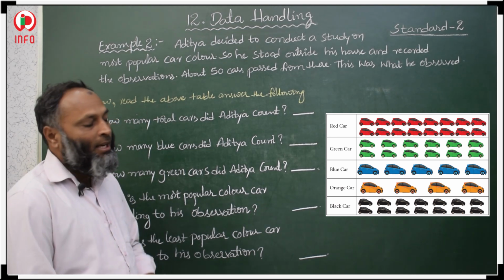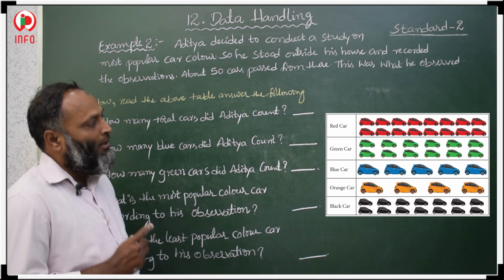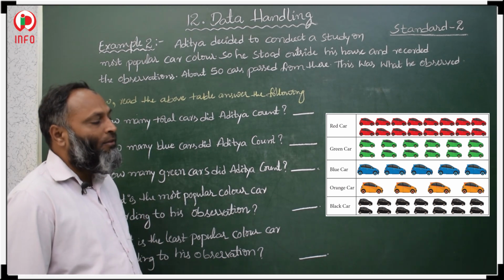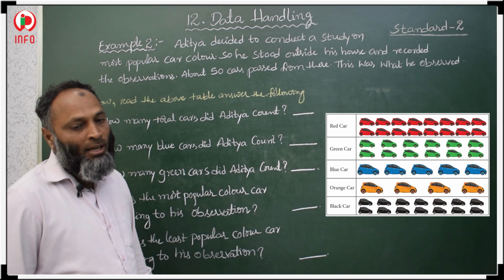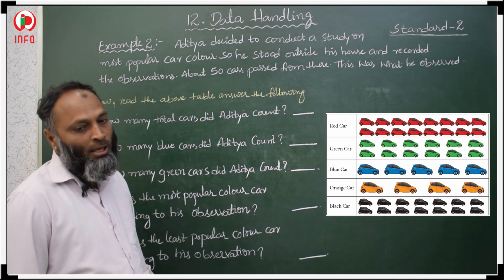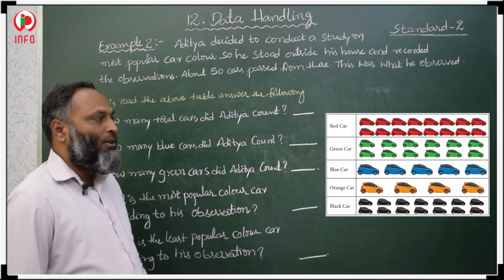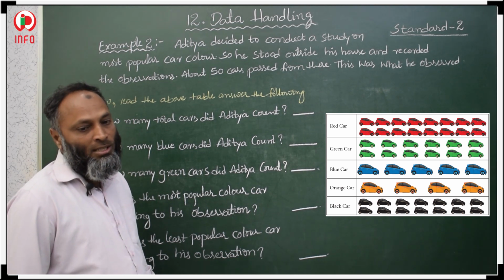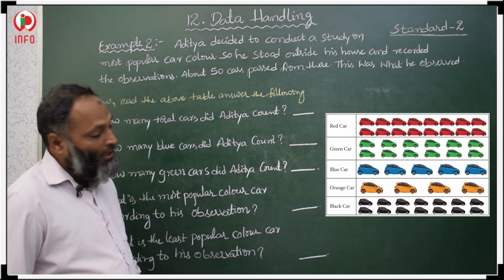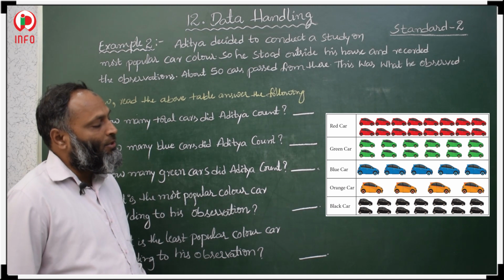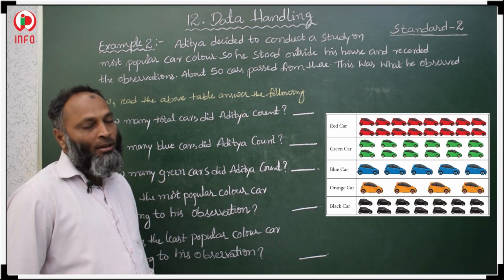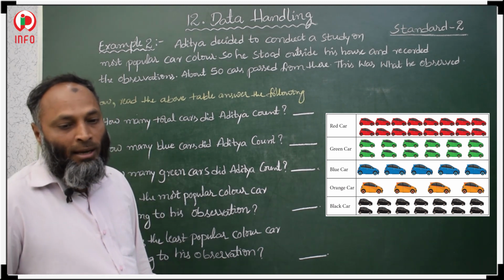After that, green color cars. Once you count green color cars: 1, 2, 3, 4, 5, 6, 7, 8, 9, 10, 11, 12. 12 green color cars. Next, how many purple color cars? 1, 2, 3, 4. 4 purple color cars. Next, how many orange color cars? 1, 2, 3, 4. 4 orange color cars. Next, black color cars: 1, 2, 3, 4, 5, 6, 7, 8, 9, 10, 11, 12, 13, 14. 14 black color cars.